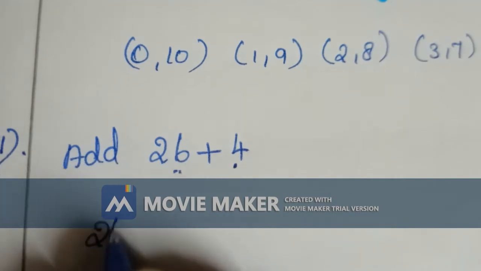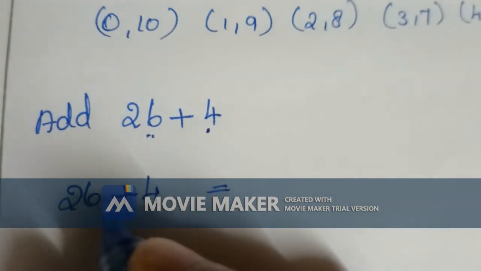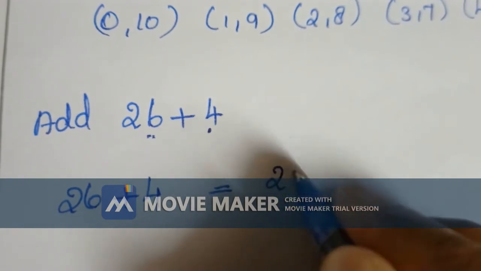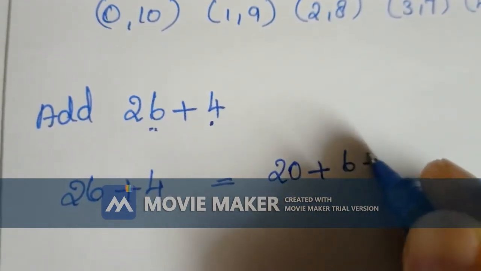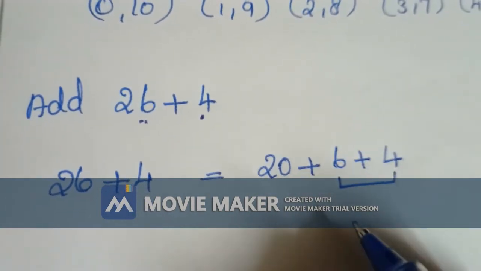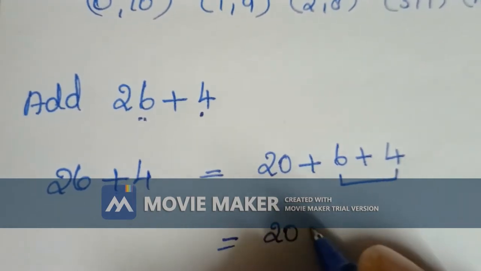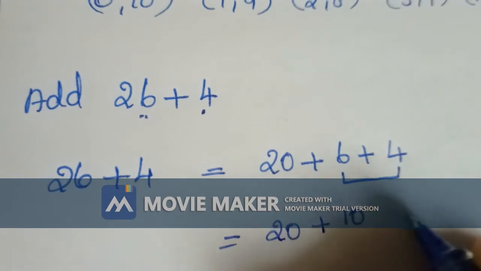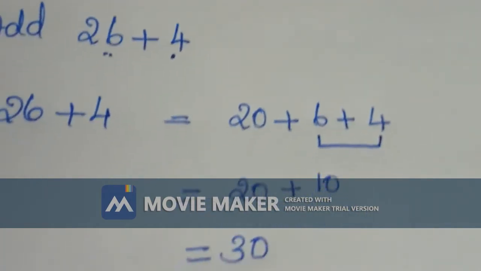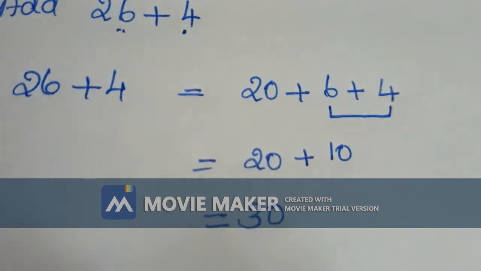So 26 plus 4, that means first you have to split the 26, that means expand 26 as 20 plus 6 plus 4. Now children, this 6 plus 4 gives us 10, isn't it? So 20 plus 10, the answer is 30. So if you pair up to make 10, you can make the addition faster.